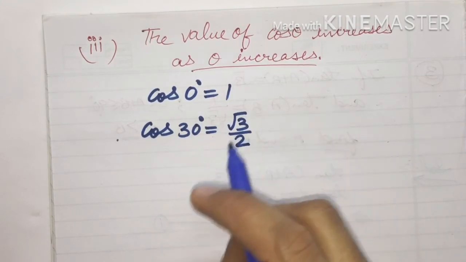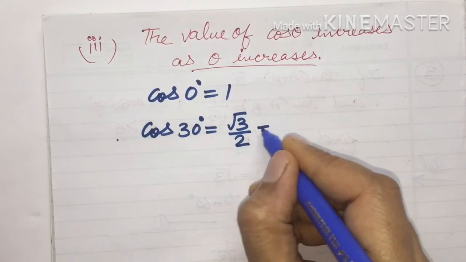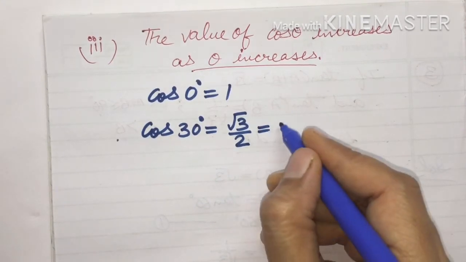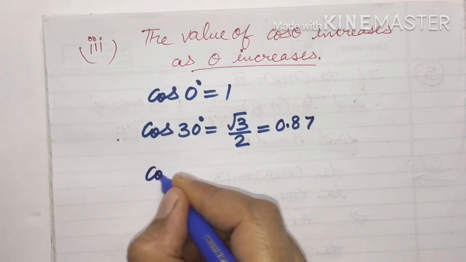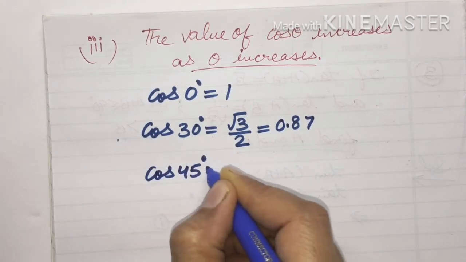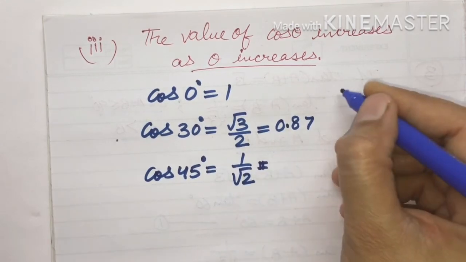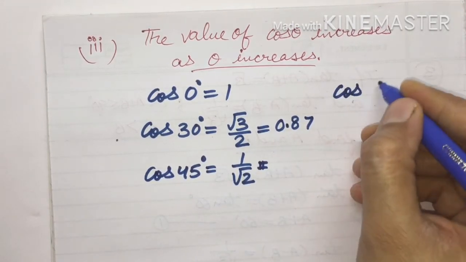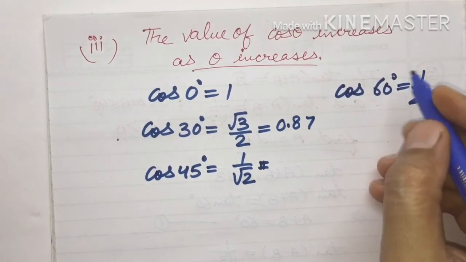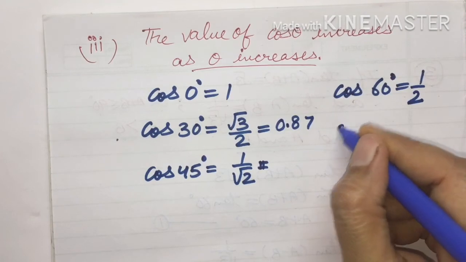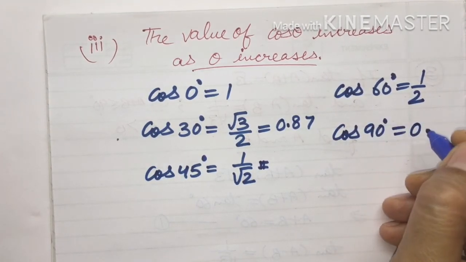For all these values, you will need the trigonometric ratio table. So if we find out the value of root 3 upon 2, it is 0.87. Then next cos 45. Cos 45 is 1 upon root 2. Then cos 60 degree. So cos 60 degree is 1 upon 2. After that cos 90 degree. Cos 90 degree is 0.